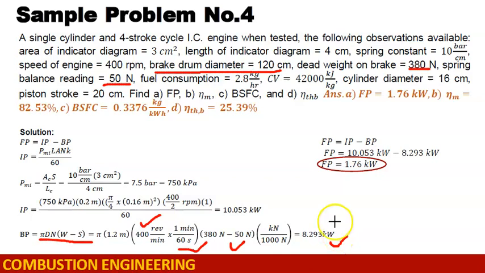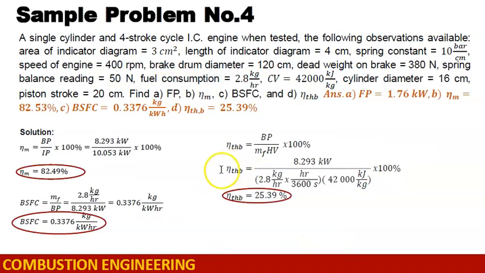Now that we have BP and IP, we can solve for the friction power, which is IP minus BP. So friction power is 1.76 kilowatts. The next one is we need to solve for the mechanical efficiency. Mechanical efficiency is BP over IP. From our values solved in A, we have a mechanical efficiency of 82.49%.